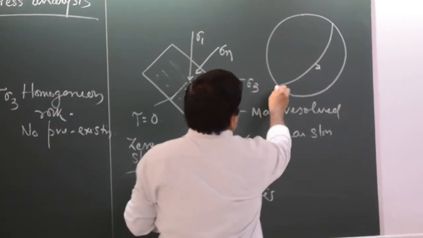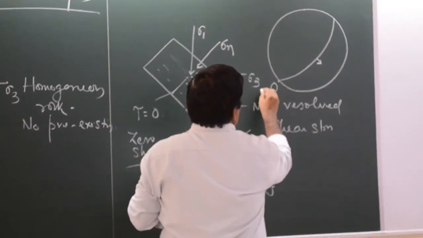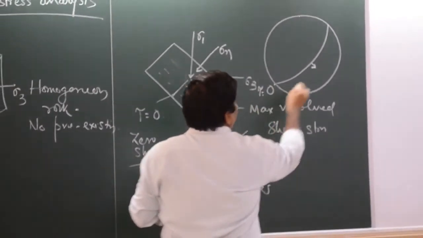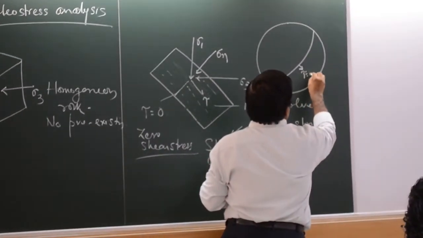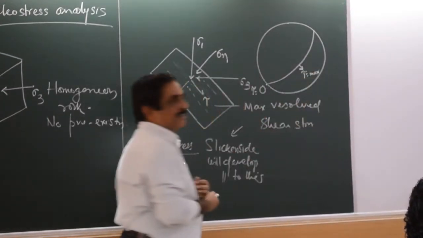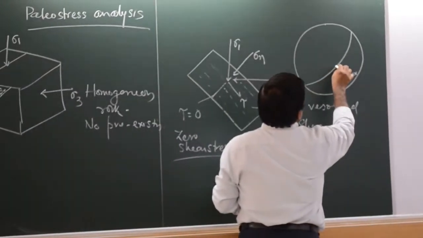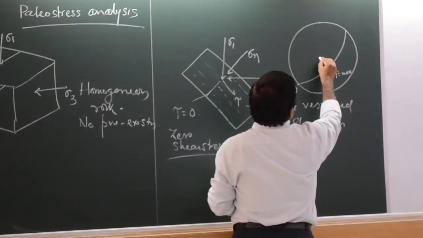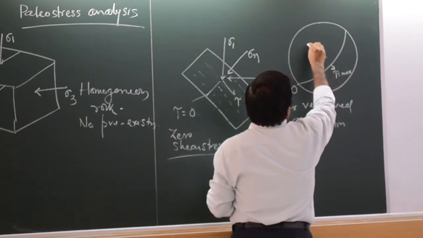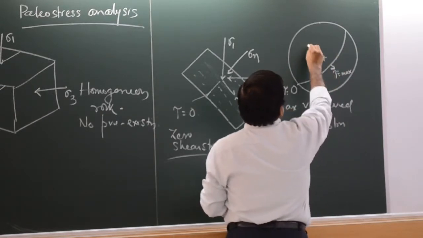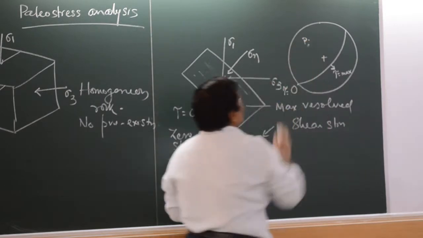Now this will be the zero shear stress, tau equal to 0. Here tau is maximum. Then this is the pole. Suppose this is the center of the diagram, so the pole will be here. You can write P.